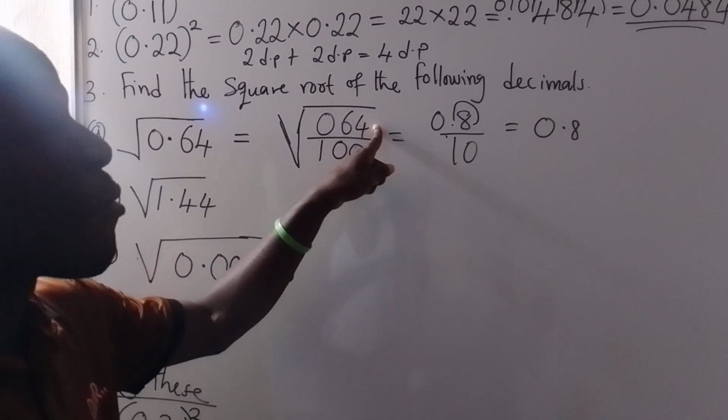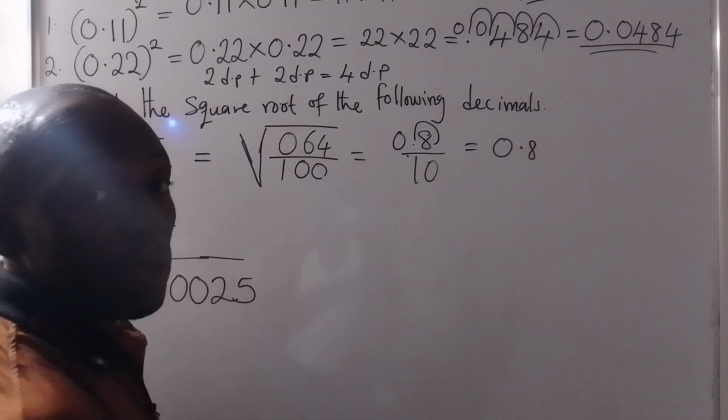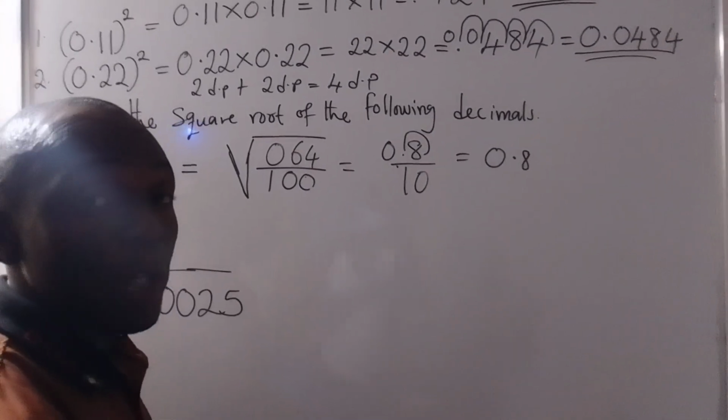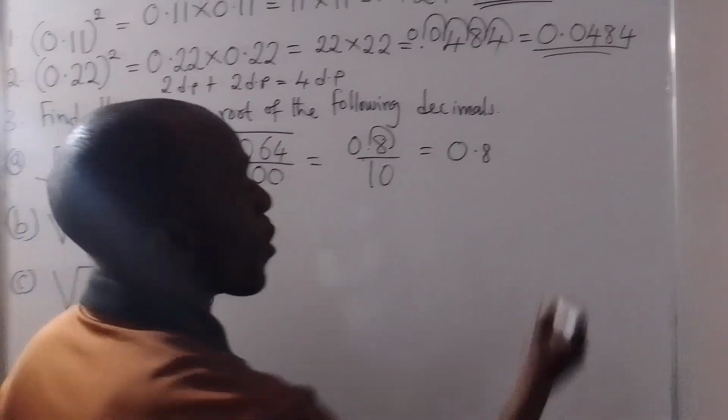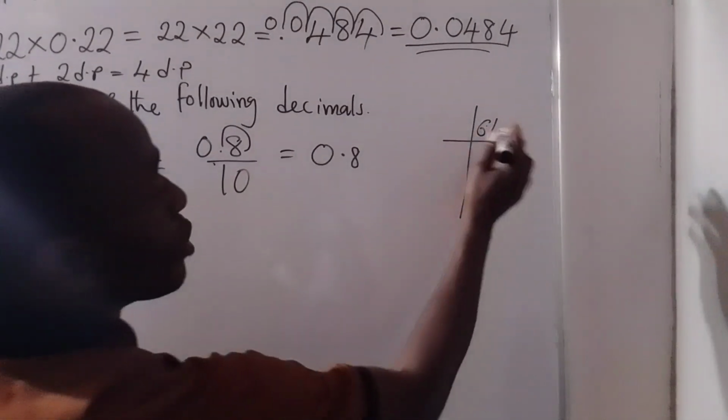Now, some may be wondering, how did I get 8 as the square root of 64? Let me just quickly do a recap. If you've been following my video on square and square root of numbers, for 64, you can quickly write 64, then divide by 2, because it's an even number.